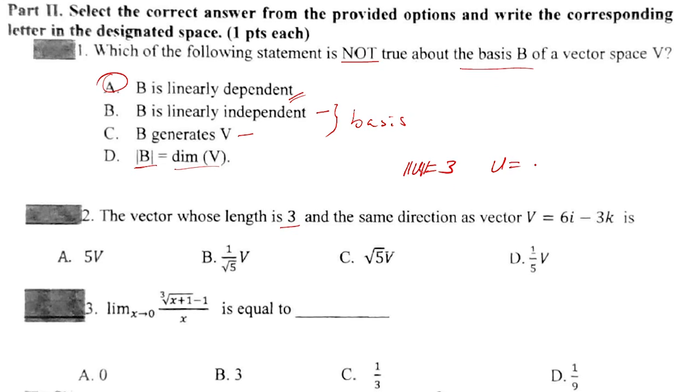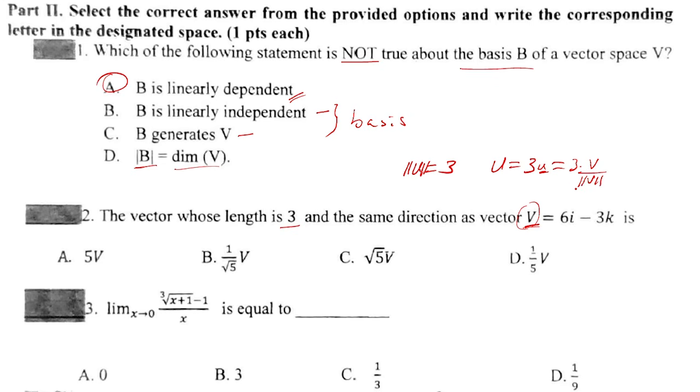Vector u is 3 times a unit vector. Small u, this is a unit vector. So vector u has the same direction as vector v, which means the unit vector in the direction of v. So the unit vector u will be obtained from v. So this will be 3 times v over the magnitude of v.